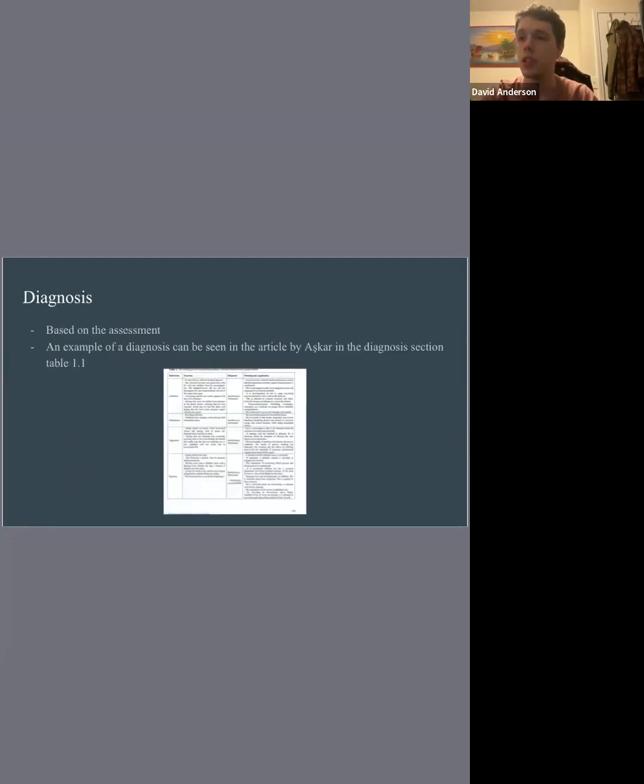Then we're moving on to diagnosis. Based on the assessment, a good example of this diagnosis can be seen in the article in table 1.1. For example, there it's showing that as their diagnosis for this theory, they're using insufficiency or dominance in most of the diagnoses, meaning they're not behaving as they should to help themselves with their treatment. And we'll get into this article later as well and explain that in more detail.